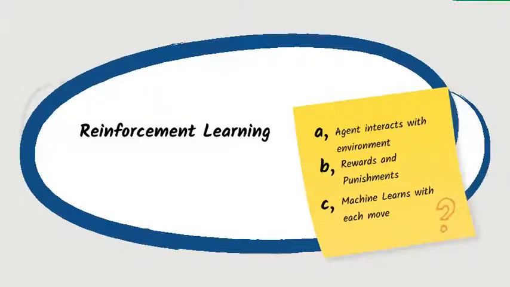If the rewards are more, it will learn quickly and will follow that action. If the punishments are more, it will suppress that action and will not take it further. So the machine learns with each move, and that's how it perfects things. This is what reinforcement learning is, and it is used in game playing, robotics, resource management, logistics, and much more.